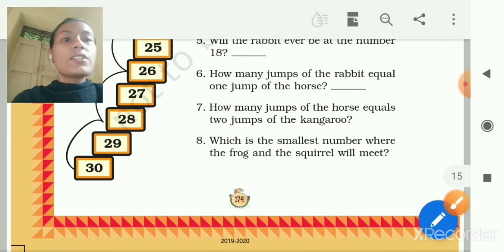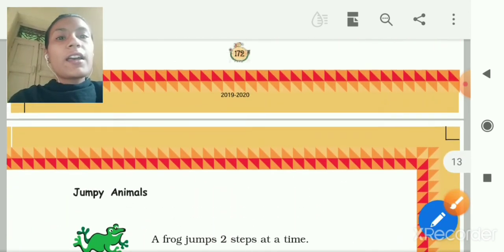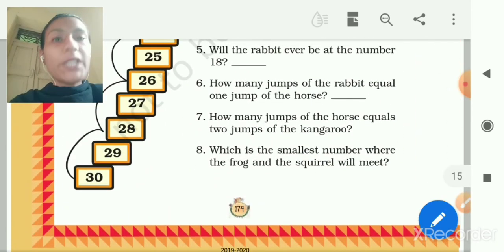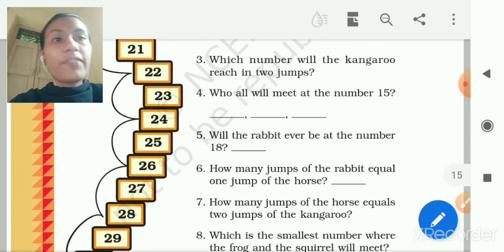Okay. So this jumpy animals, how to write this one in your fair book, I will send in the PDF. So like that you can write in your fair book.